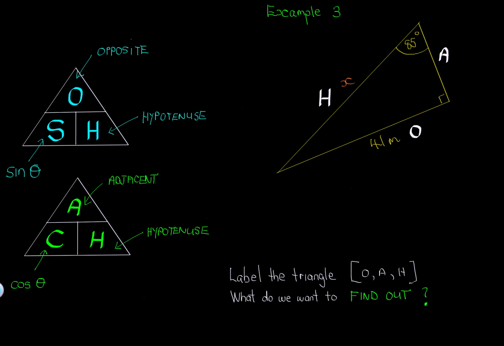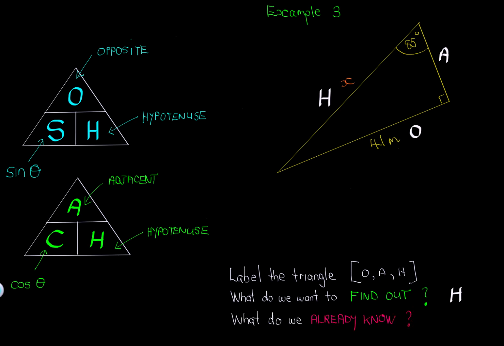Okay, the next step, remember, is to ask the question, what do we want to find out? Okay, so looking at our triangle, we can see that the side we want to find out, which is x, is the hypotenuse. So we want to find the value of the hypotenuse.